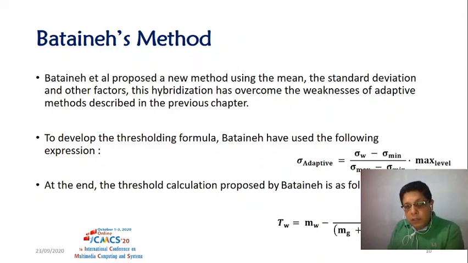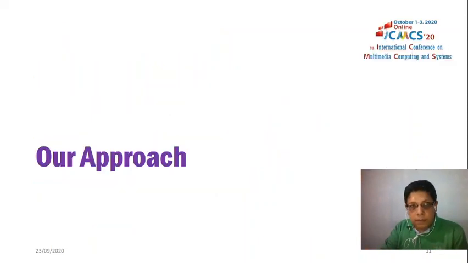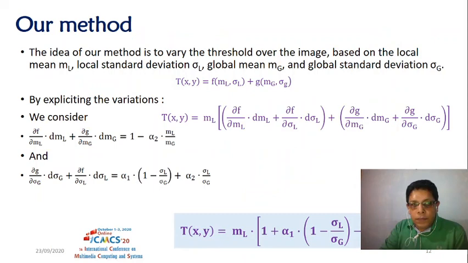To develop the thresholding formula, Bataineh used the following expression. At the end, the threshold calculation proposed by Bataineh is as follows. Our approach: the idea of our method is to vary the threshold over the image based on the local mean, local standard deviation, global mean, and global standard deviation. By explicating the variation, we consider two terms and we obtain our formula.